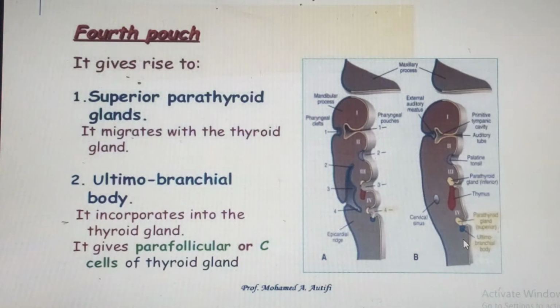Now, one thing that I also have to explain to you here is that we are going to have remnants of the fifth pouch. The remnant of the fifth pouch is what we call the ultimobranchial body. We've read in old literature that the ultimobranchial body gives rise to parafollicular C cells or calcitonin producing cells. No. Current research has shown that it is not the ultimobranchial body that gives rise to the parafollicular or C cells of the thyroid.